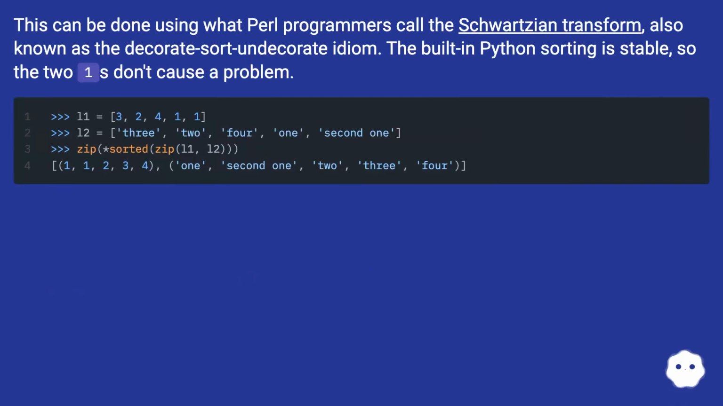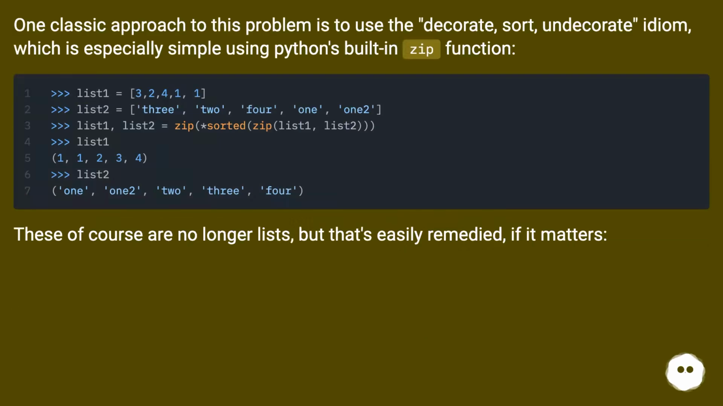This can be done using what Perl programmers call the Schwartzian transform, also known as the decorate-sort-undecorate idiom. The built-in Python sorting is stable, so the two ones don't cause a problem. One classic approach to this problem is to use the decorate, sort, undecorate idiom, which is especially simple using Python's built-in zip function. These of course are no longer lists, but that's easily remedied, if it matters.